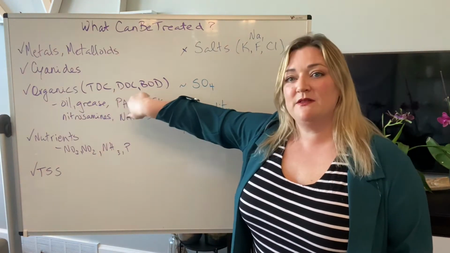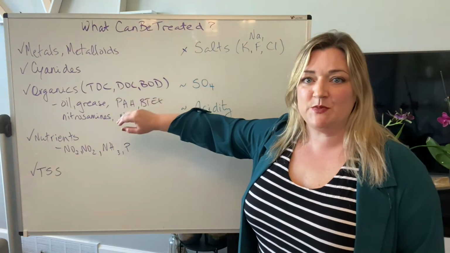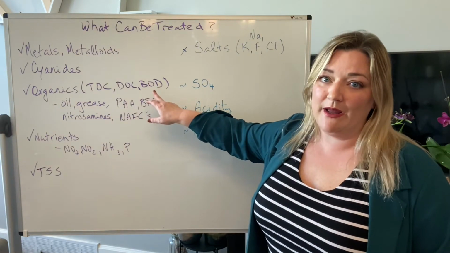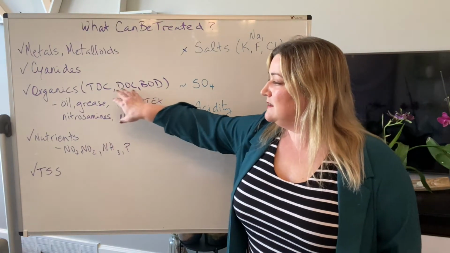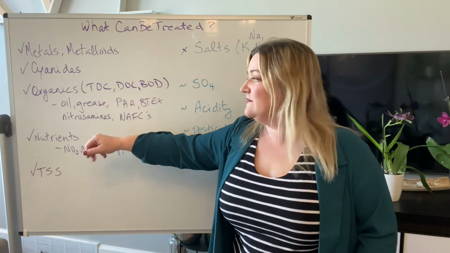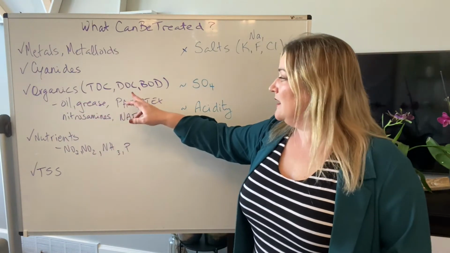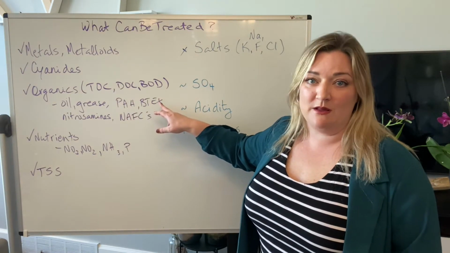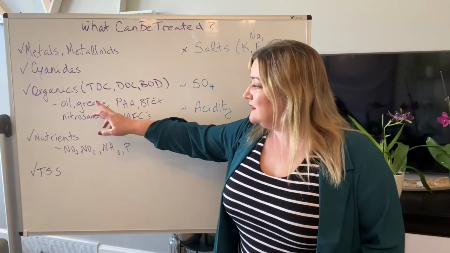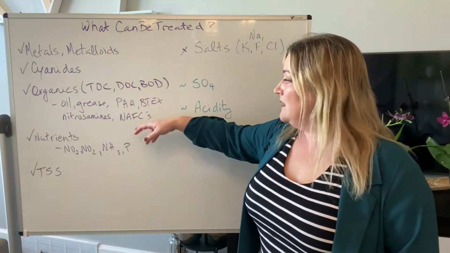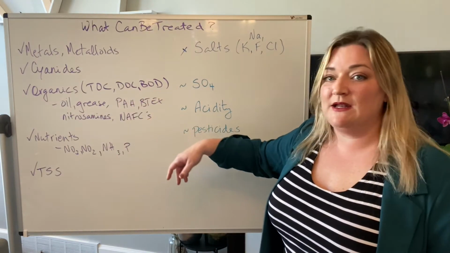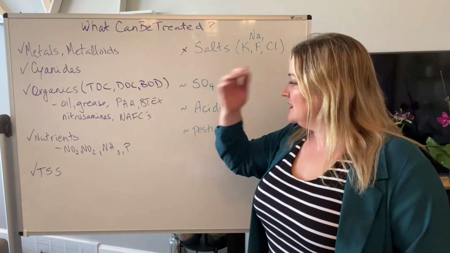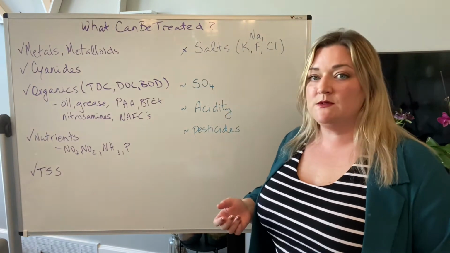Organics. Here are some of the tests that are often used to tell if you have organics present: total organic carbon, dissolved organic carbon, biological or biochemical oxygen demand. And here are a few examples, not exhaustive: you have your oil, grease, polyaromatic hydrocarbons, PAHs, BTEX, which is benzene, toluene, ethylbenzene, and xylene, nitrosamines, piperazine, and also naphthenic acid fraction compounds, and those are from oil sands and other bituminous compounds.